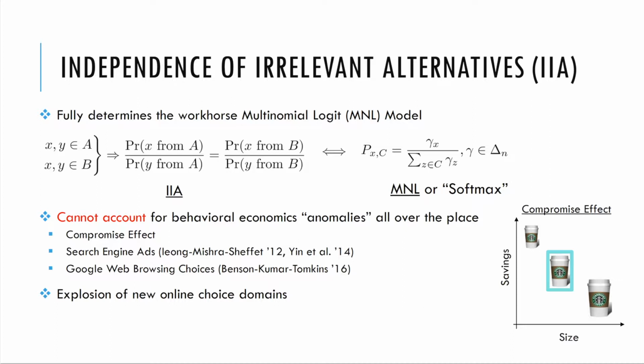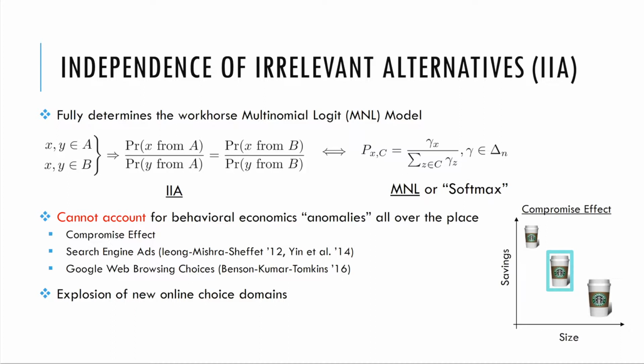Consider the compromise effect, or how Starbucks has managed to sell you more coffee over the last few decades. When given a choice between a small coffee and a medium coffee, people have a tendency to prefer the smaller option. But when given a triplet choice, a choice between small, medium, and large, people have a tendency to lean towards the medium option. An IIA-satisfying model cannot model this properly.